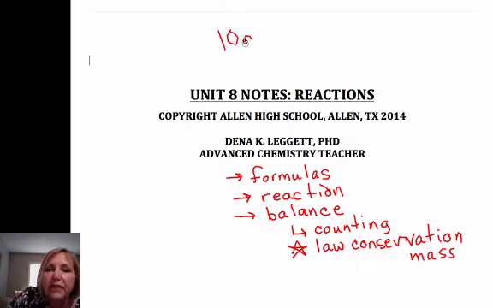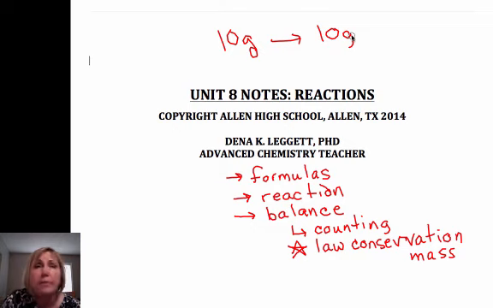Now, that means if I start with 10 grams, I have to end with 10 grams. Now, I may have different substances. They may be bonded differently. They may be in different states, but I need to start and end with the same amount of mass. And my balanced equation has to indicate that as well.